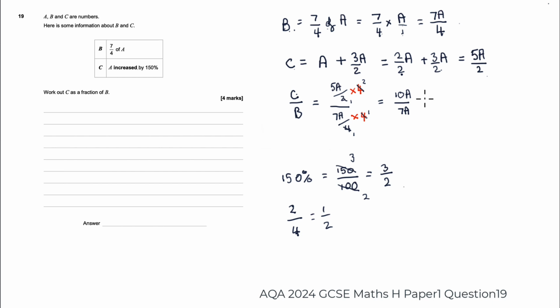Now what next? Well, there's still cancelling that we can do. We divide top and bottom by a, and they cancel out. 10 times 1 is 10. 7 times 1 is 7. So we're left with 10 over 7. You can write that, if you like, as 1 3/7. But 10 over 7 will gain you the marks. 4 marks. That's all we are working out.